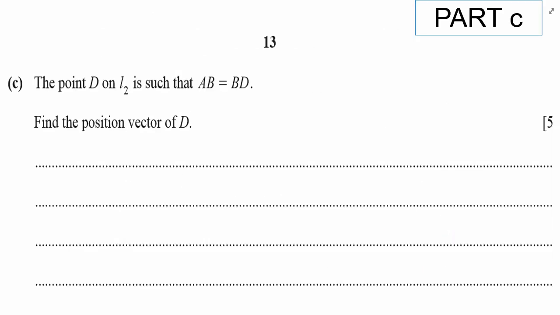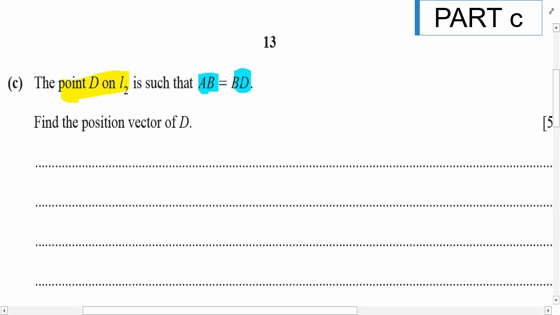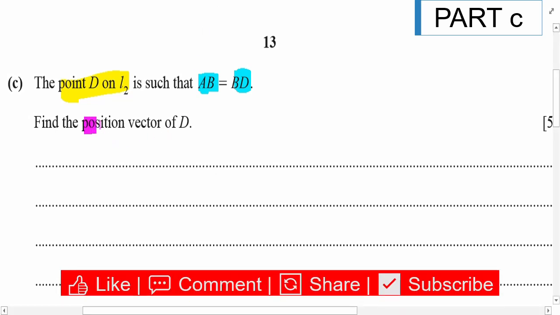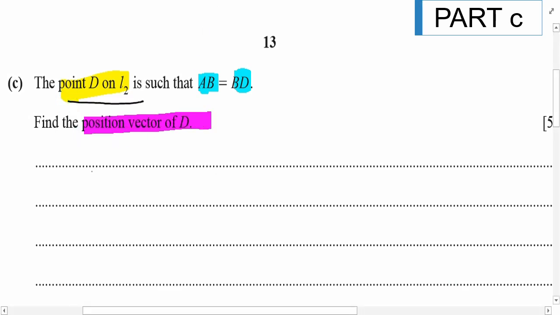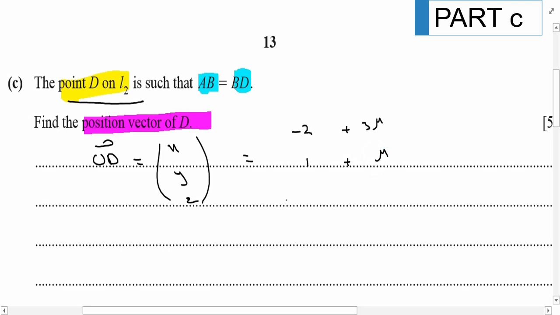Moving to part C, we are told that the point D is on L2 and it is such that the length of AB is equal to the length of BD, and we have to find the position vector. If point D is on the line, let's say the coordinates of point D are x, y, z, which are minus 2 plus 3 mu, 1 plus mu and 4 minus 2 mu. We have to find the value of mu. When we find the value of mu, we would plug in this value and find the xyz coordinates.